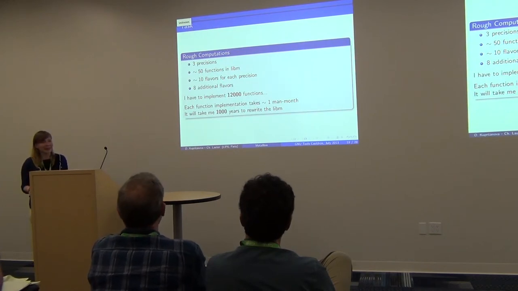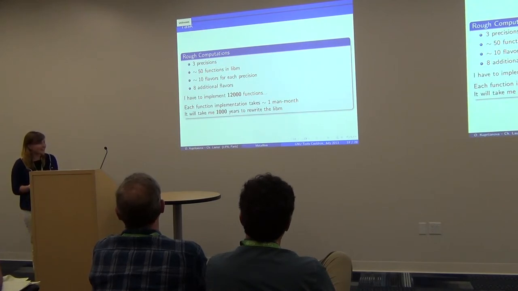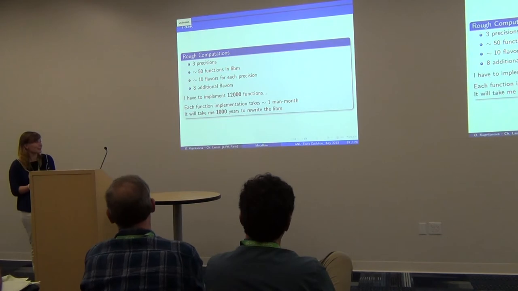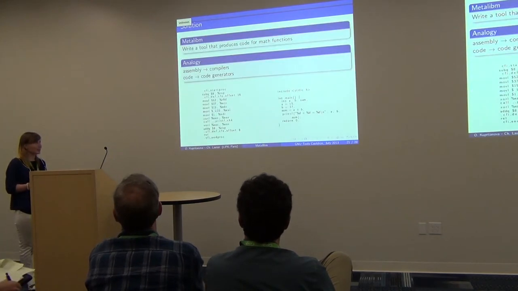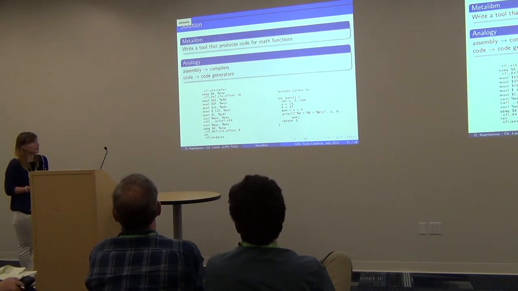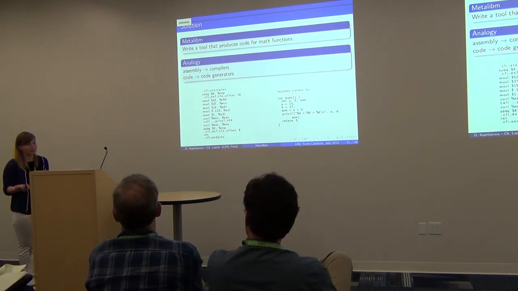If we don't want to hire a team of software developers to work on this, we propose you our Metalibm project. It's actually a tool that produces code for math functions. So we want to write a code generator, and actually it's the same concept as in the 70s when people invented compilers.